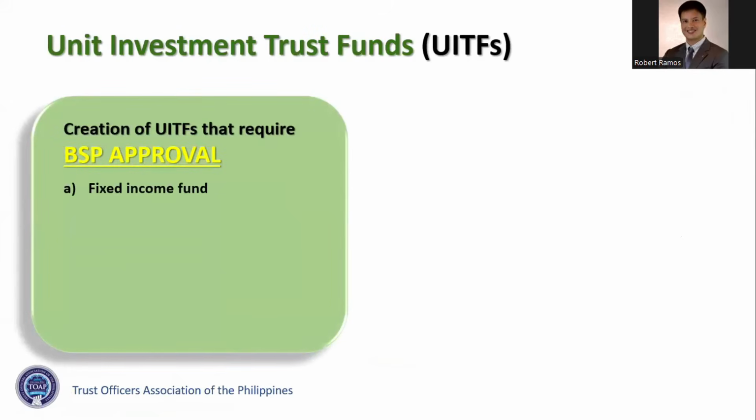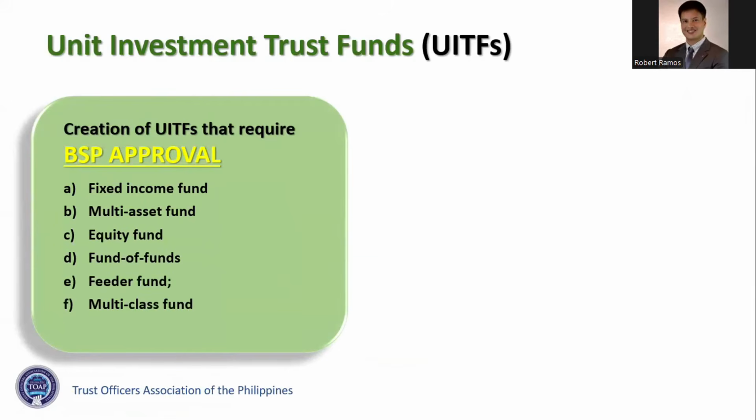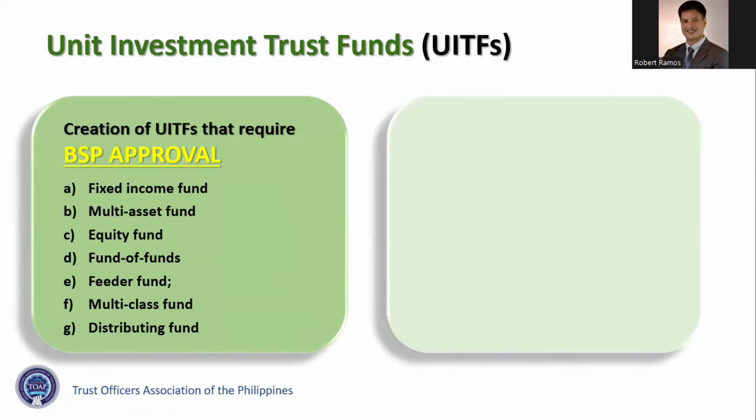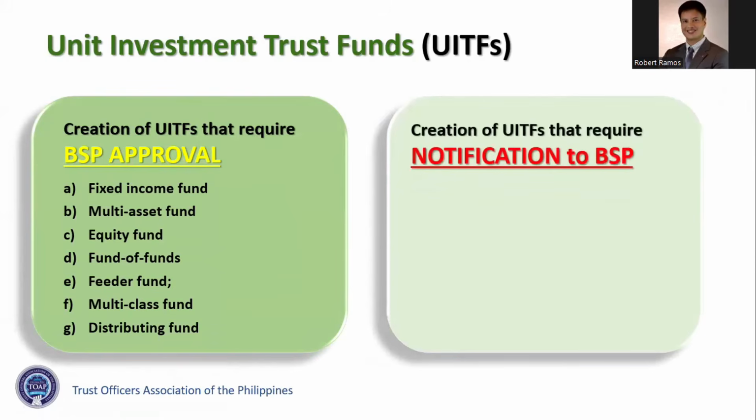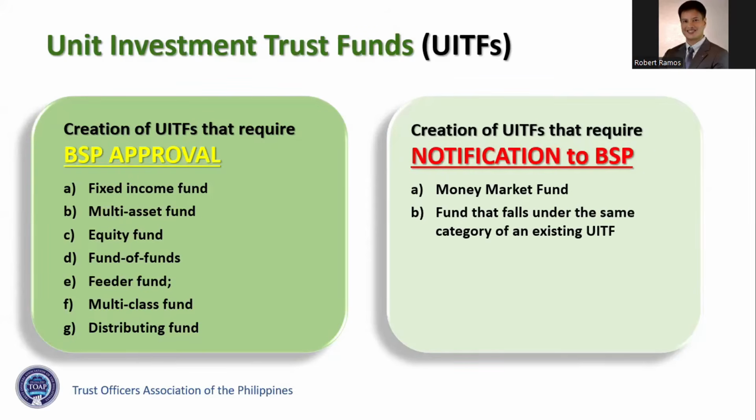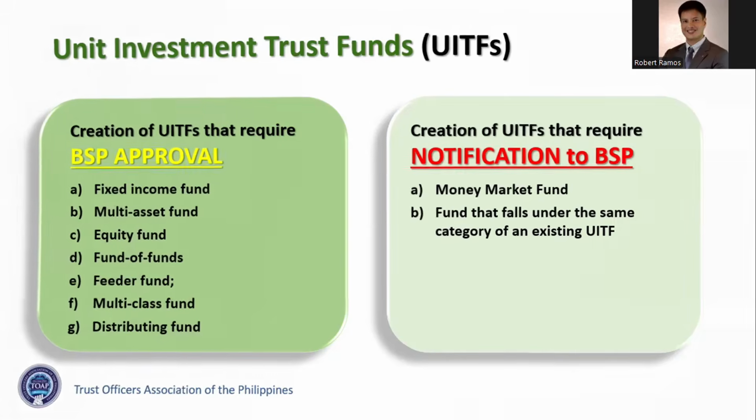The creation of units that require BSP approval include fixed income funds, multi-asset funds, equity funds, fund of funds, feeder funds, and multi-class funds. And last but not the least, distributing funds. The creation of UITFs that only require notification to BSP are the money market funds, and the funds that fall under the same category of an existing UITF that the trust entity manages.